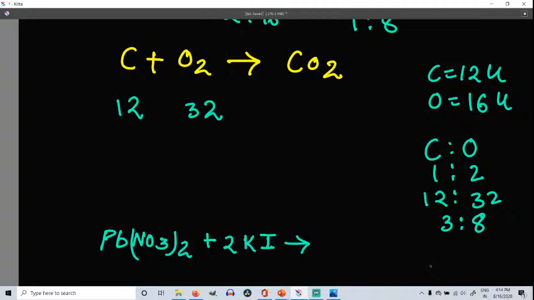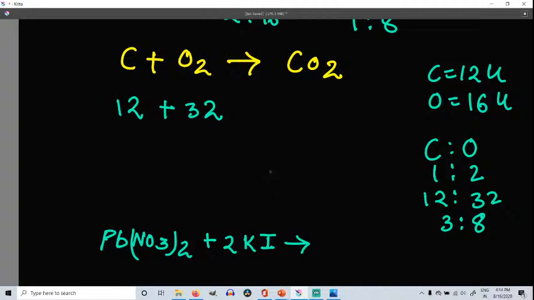Otherwise, no reaction is going to take place. One more thing we can explain: this explains the law of definite proportion. But when you see this reaction, whether this reaction is following the law of conservation of mass or not.